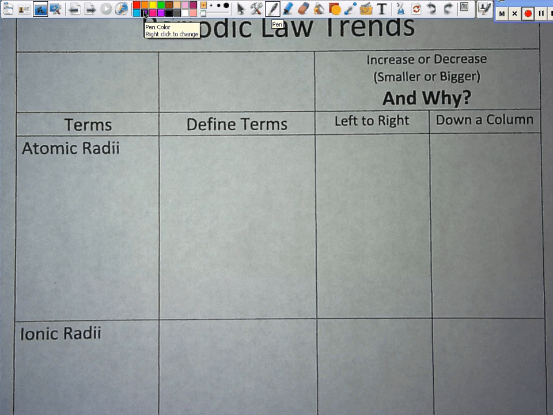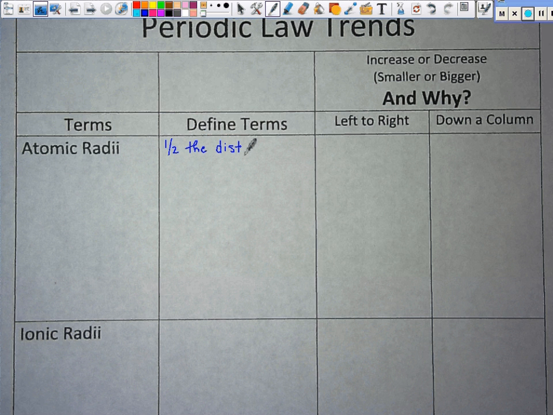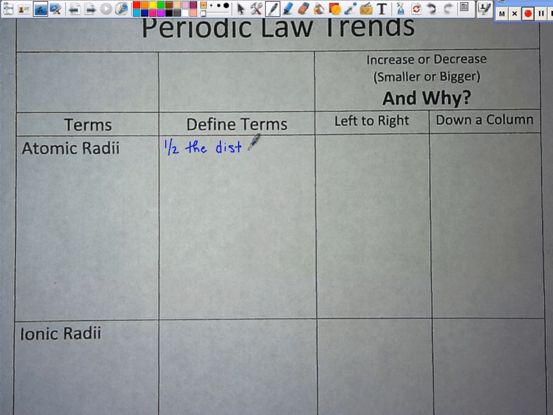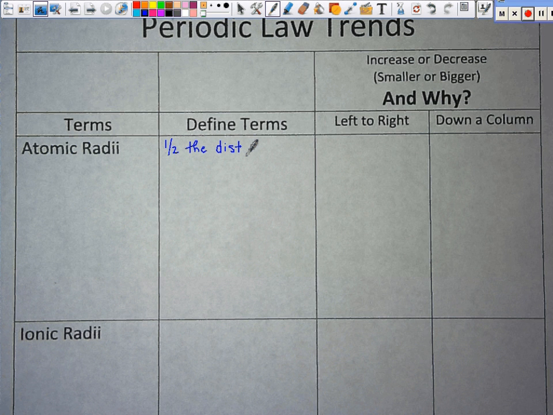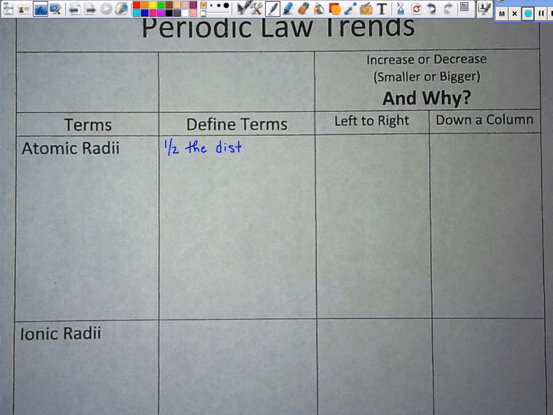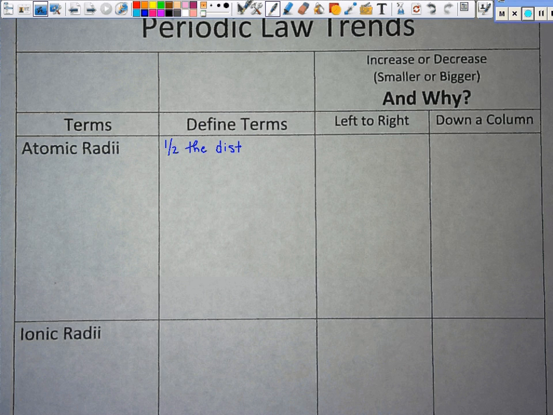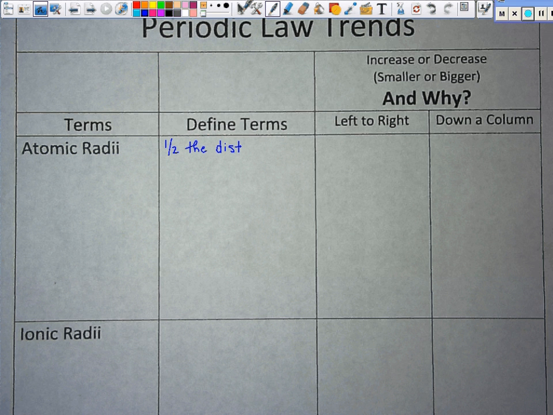The definition in your notes, if you want to look it up, is half the distance between the nuclei of 2 identically bonded atoms together. The reason it's not writing, the pen has frozen on me. Give me just 1 second. Hopefully it'll kick back into gear. So again, one more time. Define the term. It is half the distance between the nuclei of 2 identical atoms bonded together.